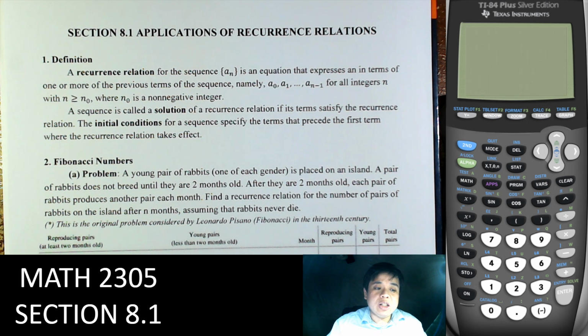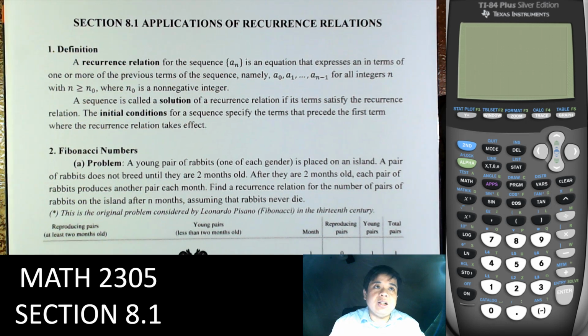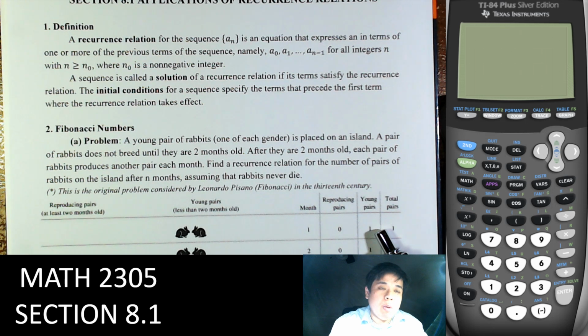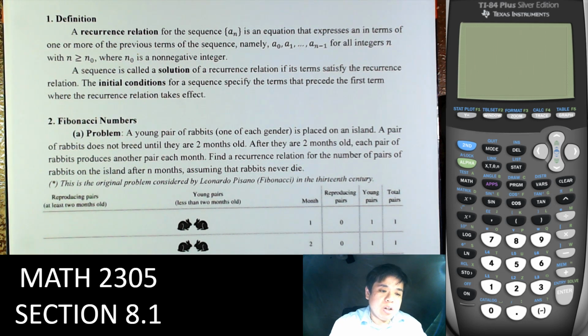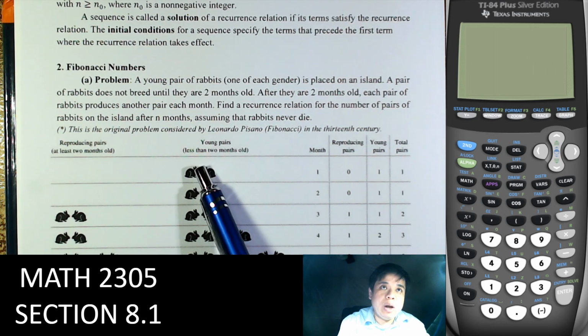The first one is the Fibonacci numbers. This is the original problem proposed by Fibonacci in the 13th century, so it is rather old. The story is this. Suppose that we have a pair of young rabbits. It takes 2 months for them to mature, and when they mature to 2 months old, they will give birth.